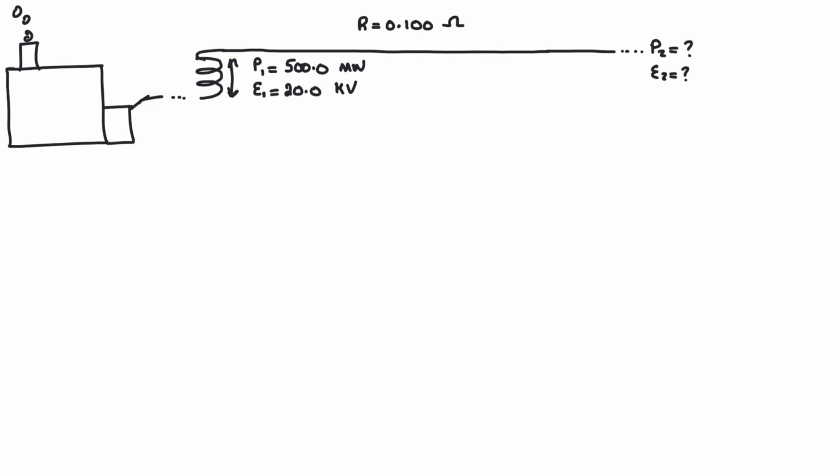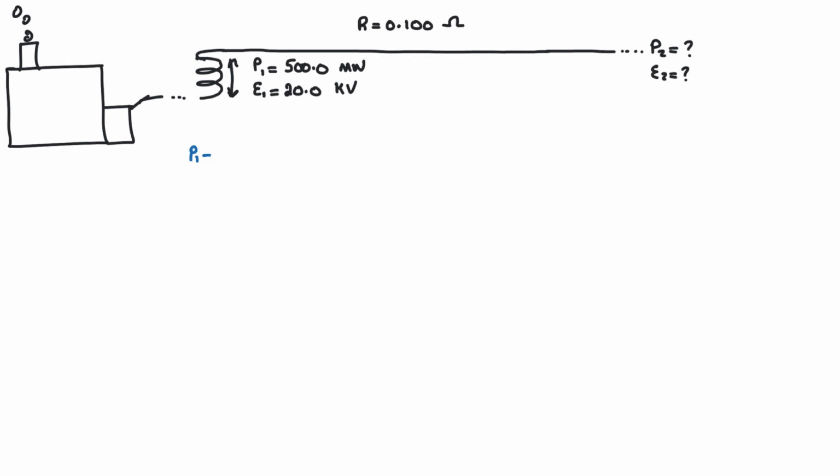Using this idea that we have the power and the potential difference across this coil, we can also find the current here. That current is not going to change across this wire until it reaches this point over here. So let's calculate that.